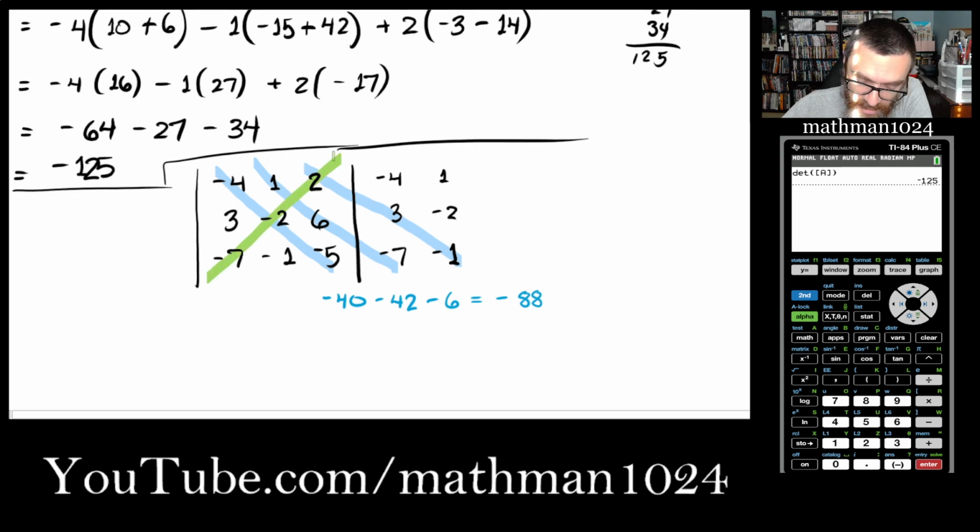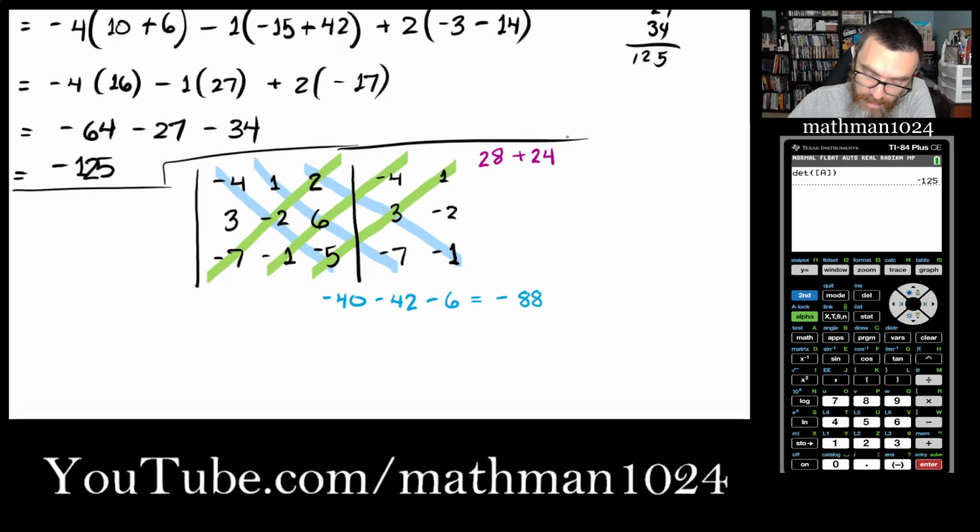So we're going to take this diagonal, this one, and that one. And let's see, that's going to give us negative 7 times negative 2 times 2 is positive 28. Negative 1 times 6 times negative 4 is positive 24. Negative 5 times 3 times 1 is negative 15. And altogether, that's going to give us 37. I think that's right. Let me double check that. So it's going to be 40, 52.